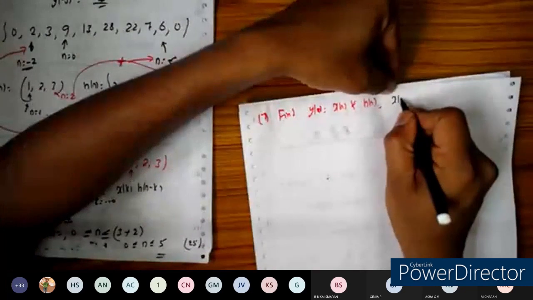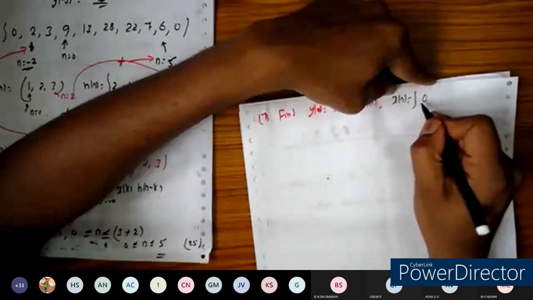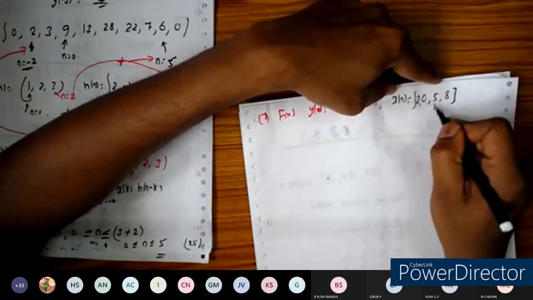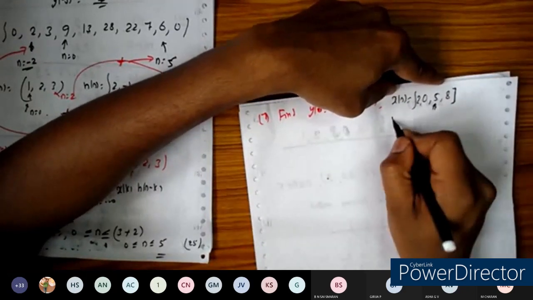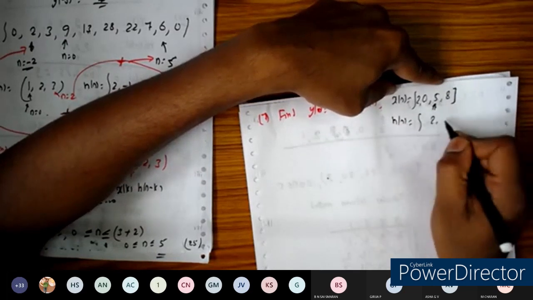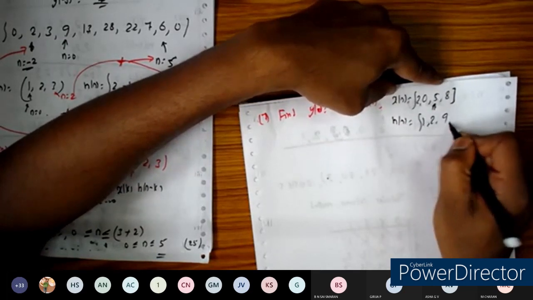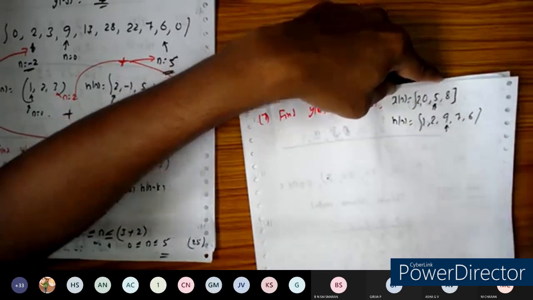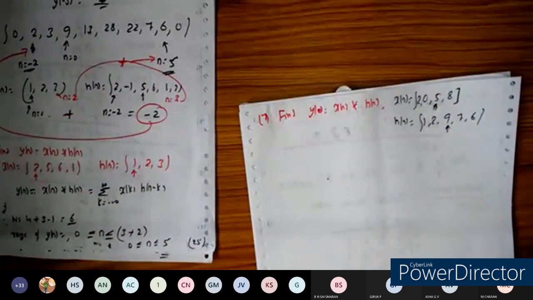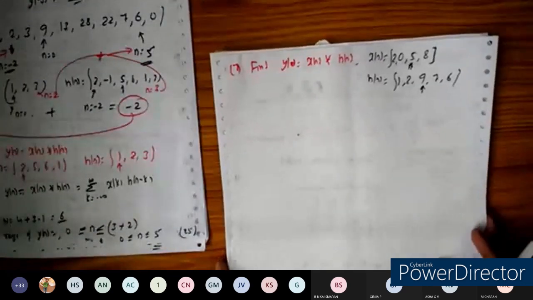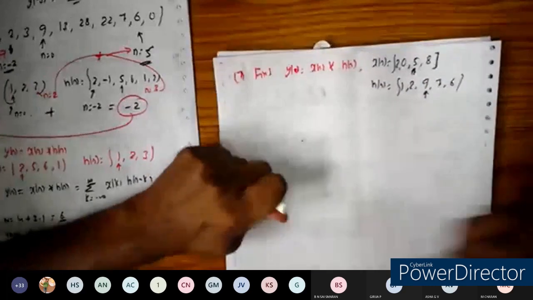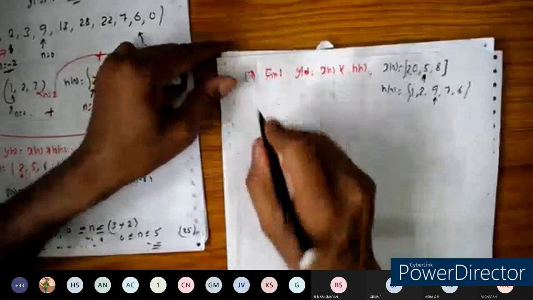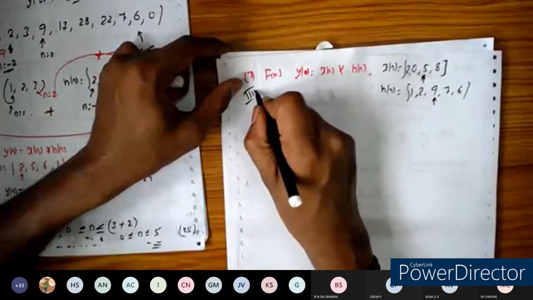So take x of n. x of n will be 2058, and h of n will be 12976. Any doubts? So x of n is 2058, the origin is this one here, and h of n is 12976 here. So I'm going to teach you the third method. You can follow this method here, no problem.